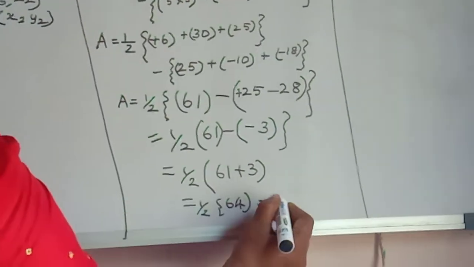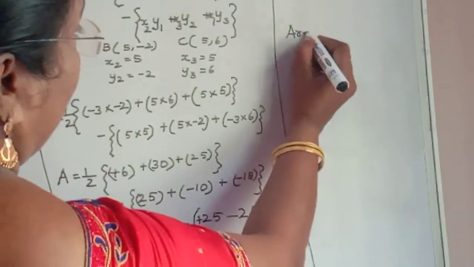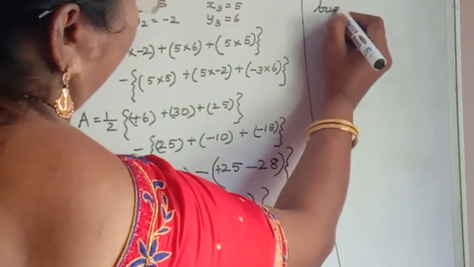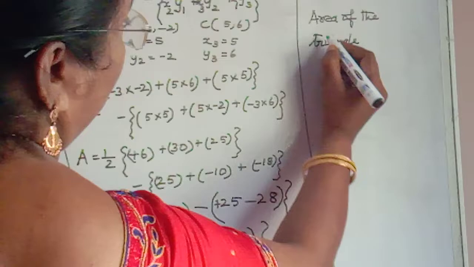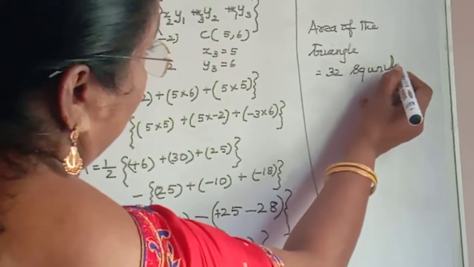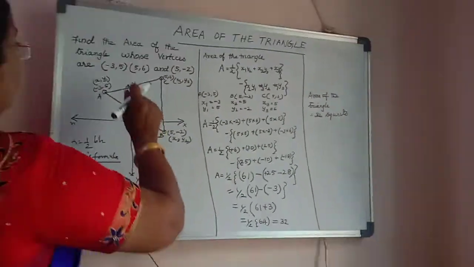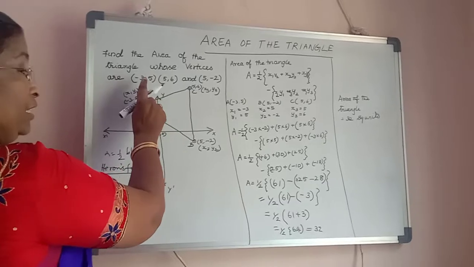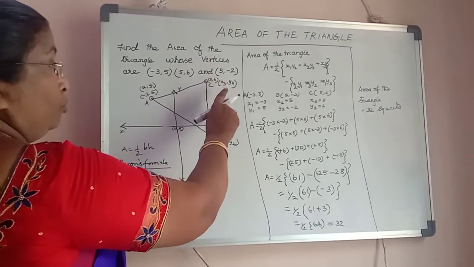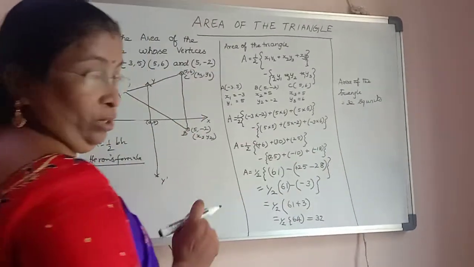So 2 3s are 32. Therefore, the area of the triangle is equal to 32 square units. So we have arrived at the result that the triangle formed with the vertices minus 3, 5, 5, 6 and 5, minus 2 has an area of 32 square units.